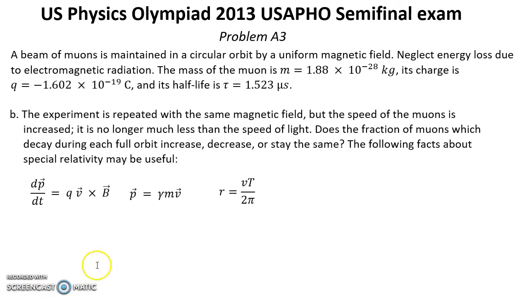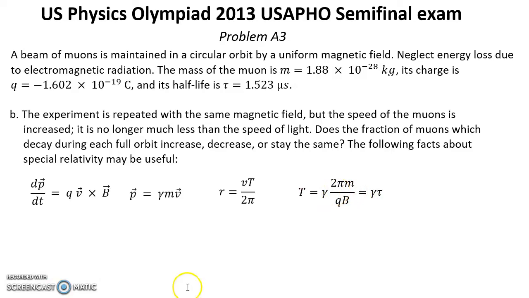In case of relativity, we can still use the Lorentz formula for change of momentum, but momentum now equals gamma mv, and the radius still equals vT over 2 pi. From this formula we can find that the period equals the previous period multiplied by gamma.